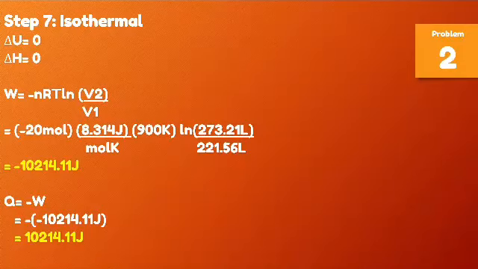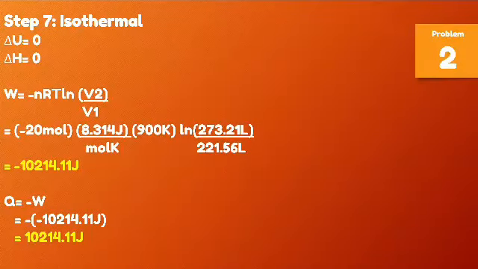The last step is isothermal. So isothermal is a process in which a system changes, whether it be the pressure, volume, or the temperature. In isothermal, the delta U and delta H are equal to 0, while the W is the same as the formula, negative nRT ln of V2 over V1. So substitute negative 20 moles times 8.314 joules per mole K times 900 K times ln of 273.21 liters over 221.56 L, and it is equal to negative 10214.11 joules.